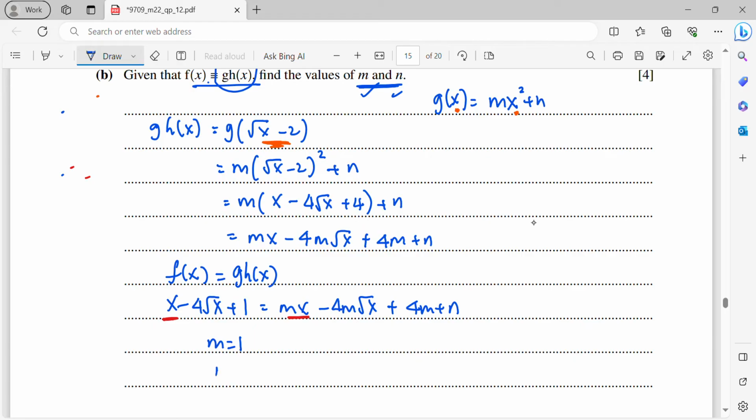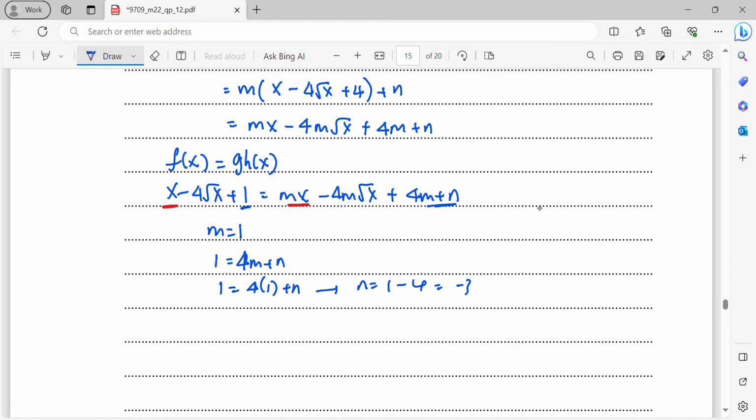Then after that, compare the constant. So 1 equals 4m plus n. So now 1 equals 4 times 1 plus n. That means n is 1 minus 4, which is minus 3. Okay, therefore my m is 1, the n is minus 3.